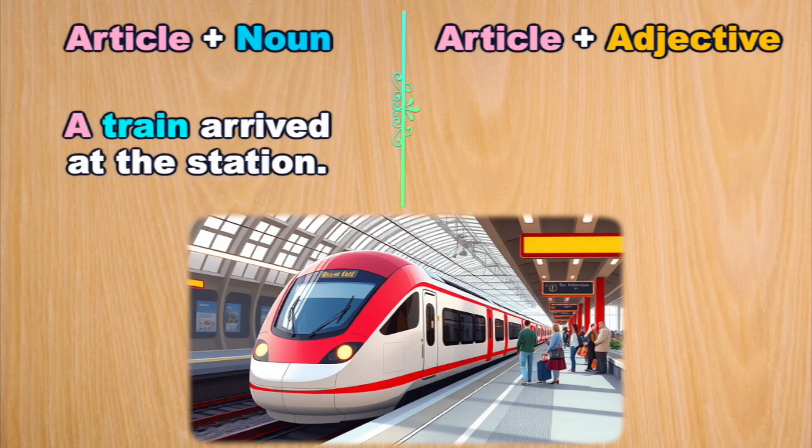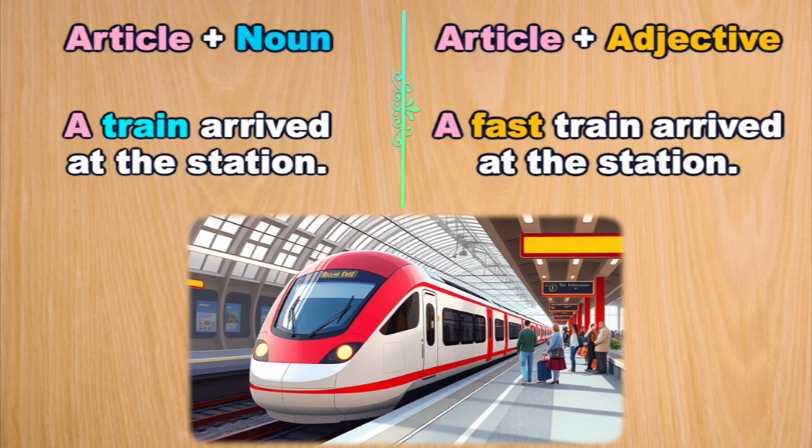A train arrived at the station. A fast train arrived at the station.